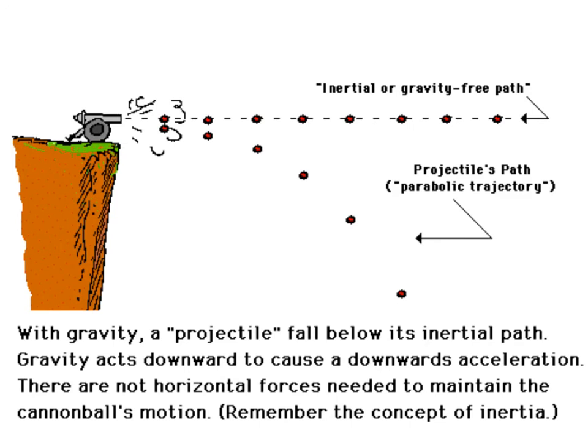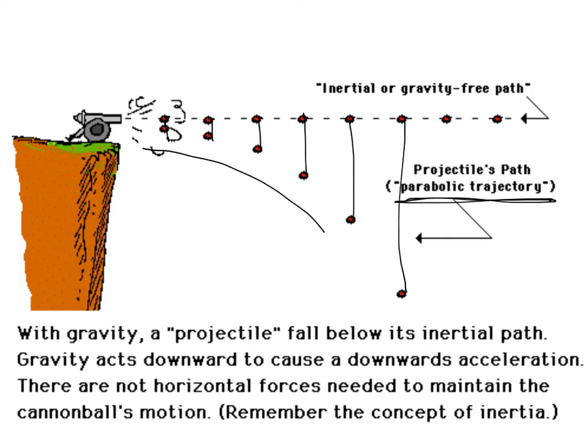Alright, back to our cannon. Now we have this parabolic trajectory as it goes down. With gravity, a projectile will fall below its inertial path. Gravity acts downward to cause a downward acceleration. There are no horizontal forces needed to maintain the cannonball's motion. If you look at these lines, they are the same distance away as it goes down, and you get this parabolic motion as it's going.